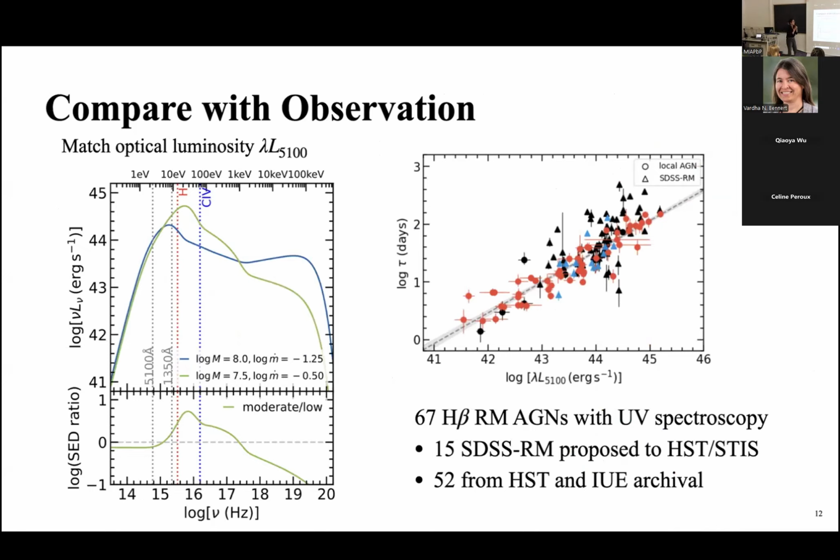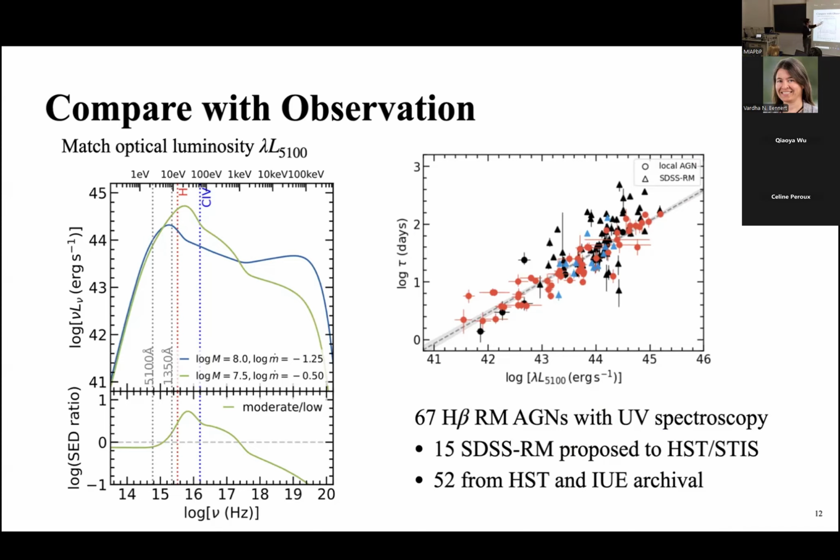I'm showing you an example. Since we're comparing the SED with the R-L relation, we want to fix the x-axis, which is the luminosity. There are two separate SEDs with very close optical luminosity at 5100 angstrom, but their SED shapes are totally different. The blue one has slightly higher mass but lower accretion rate, and the green one has lower mass and higher accretion rate. They have very different SED shapes but the same optical luminosity, which means they would sit at the same vertical line on the R-L plot.